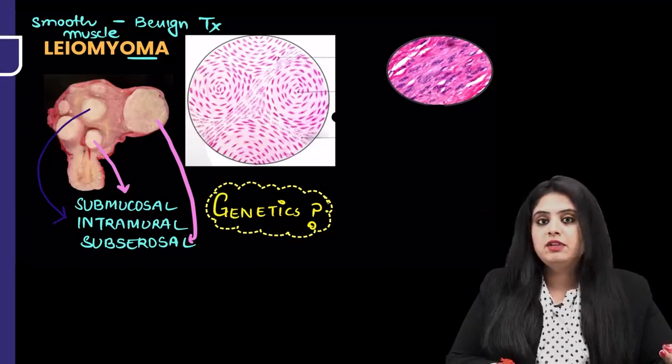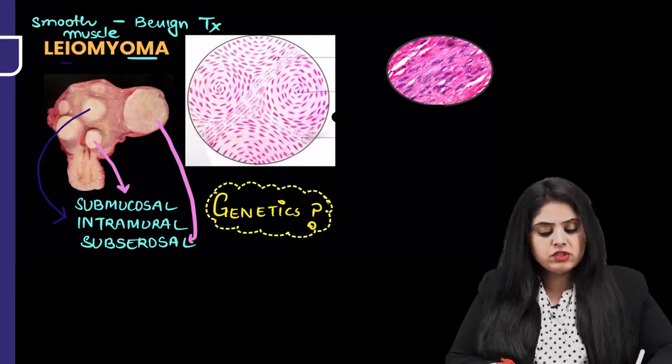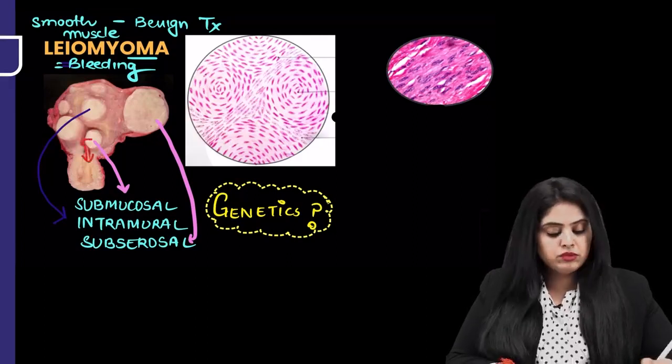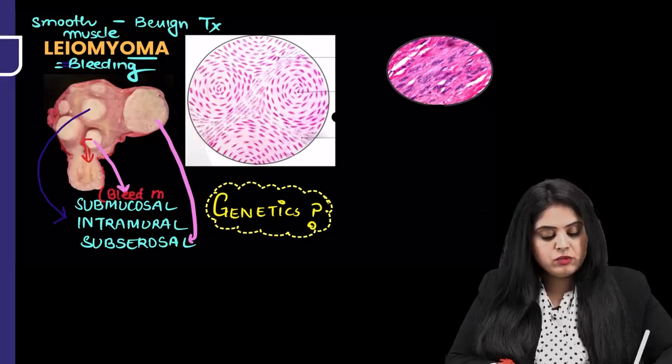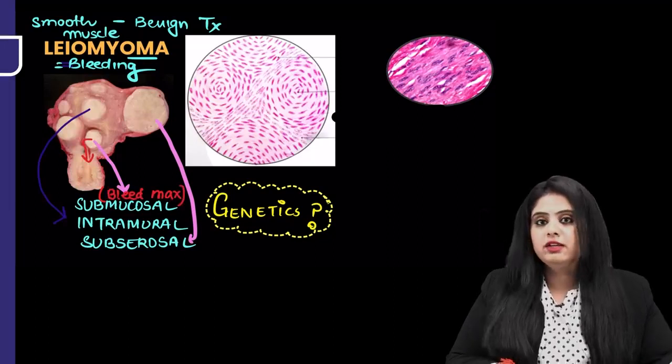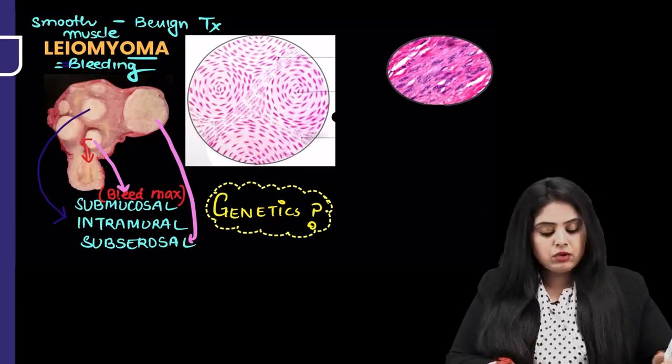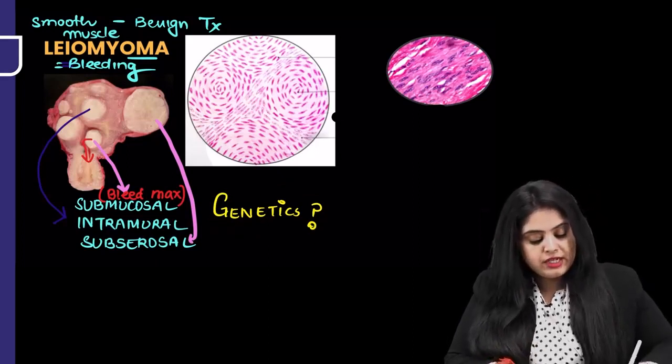These are the three types of leiomyomas that you have, and obviously the patient is going to come to you with bleeding. There is going to be bleeding, but the maximum chances of bleeding will be with the one that is closest to the cavity. So the maximum chances is going to be the submucosal leiomyoma. Now, why does someone have it? Earlier they used to say the reason is not known, but now they are coming out with genetics. They are saying that the genetics associated with leiomyoma is going to be the MED12 gene mutation.